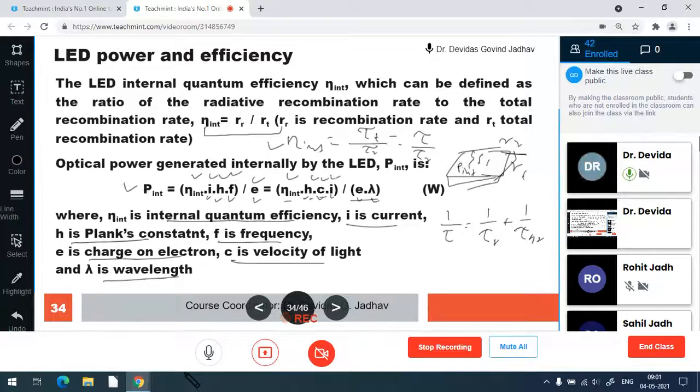And P internal is equal to eta internal I h f upon e, or eta internal h c I upon lambda e, the internal optical power generated within the crystal. Here h is Planck's constant, e is the electron charge, c is the velocity of light, lambda is the wavelength, and f is the frequency. These are the terms in that.